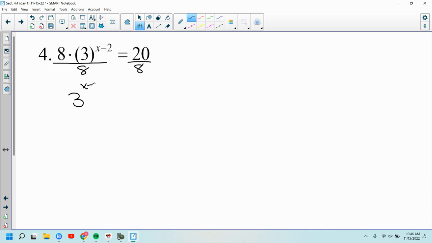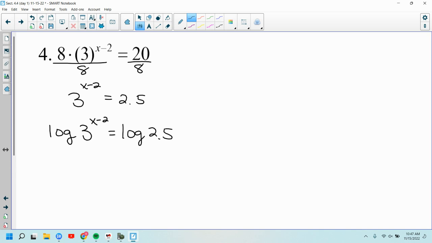3 to the x minus 2 equals 24 divided by 8. That doesn't come out to a whole number, but it's not a bad number. What is it, 2.5? You can keep it as 5 halves or make it 2.5, as long as you're not rounding it off. You're okay. Definitely can't make these the same base. So once you get to this point, you've got to go logs. So log of 3 to the x minus 2 equals log of 2.5.